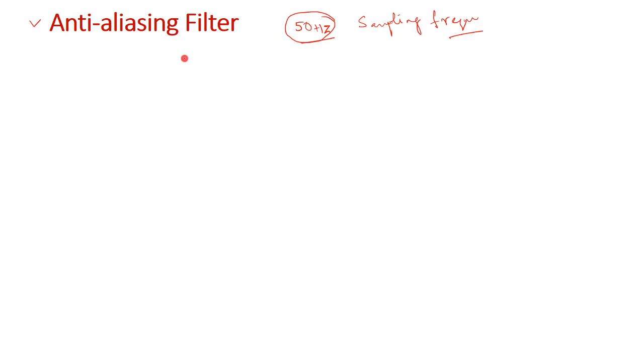Therefore, what is done in practice is that we use the anti-aliasing filter. So what is the function of this anti-aliasing filter? It filters out the high frequency content. That means it is a kind of low pass filter. It passes the low frequency signals, and high frequency signals are filtered out. By that way, we get the low frequency signal, and very easily we can choose the sampling frequency in order to avoid the aliasing effect.